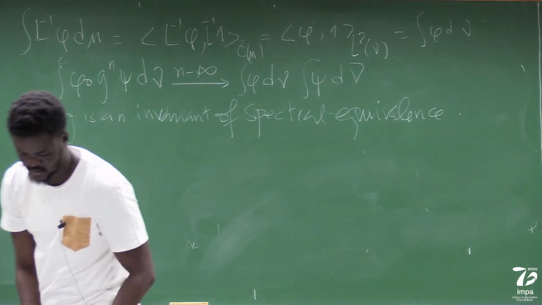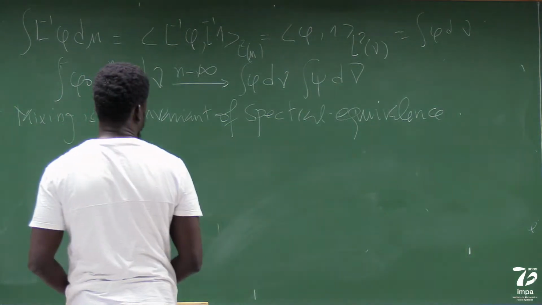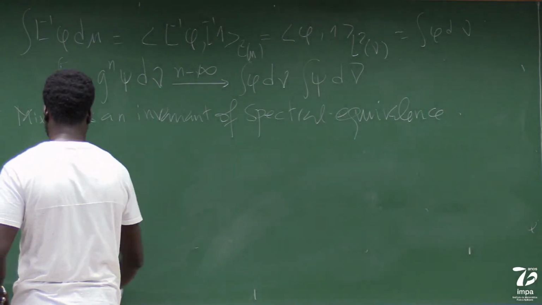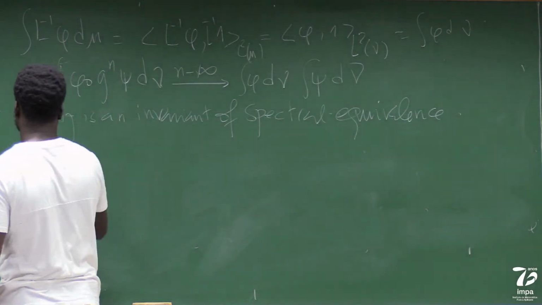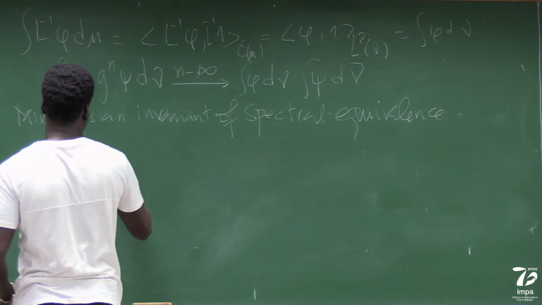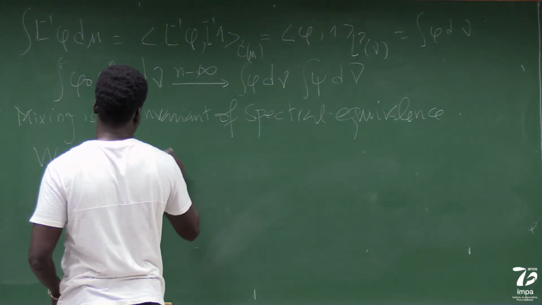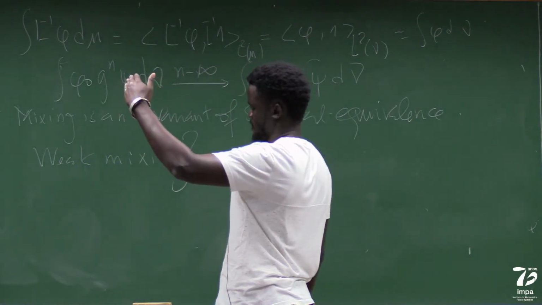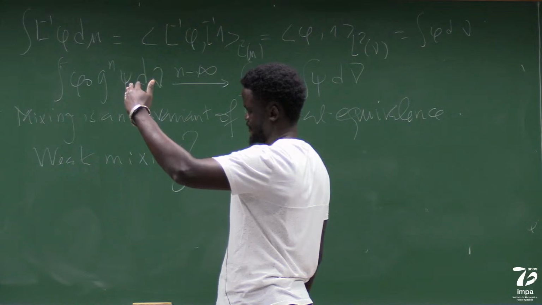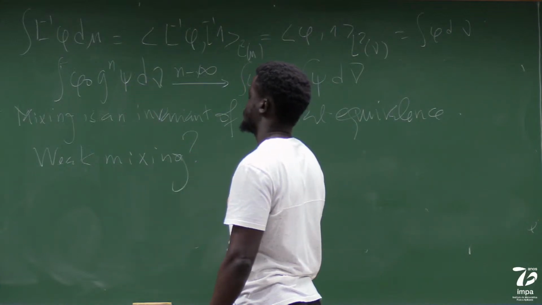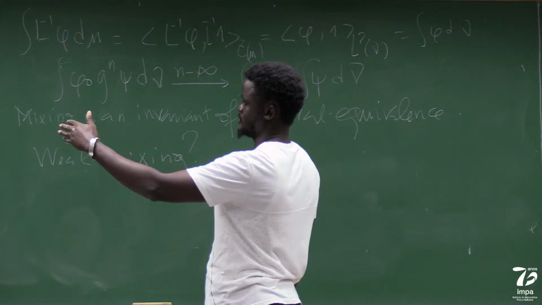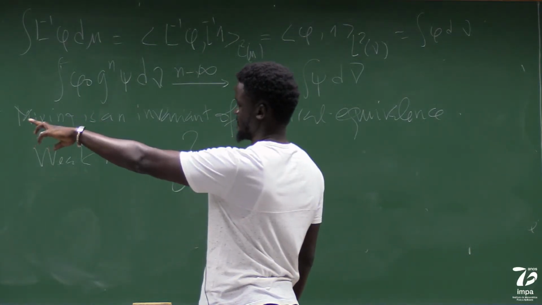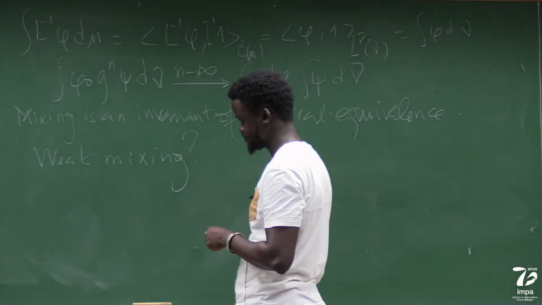Now how about weak mixing? What did we do? We have seen ergodicity goes through spectral equivalence, and mixing goes through spectral equivalence. So how about weak mixing?